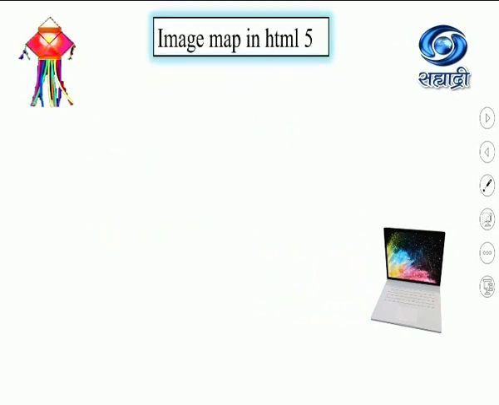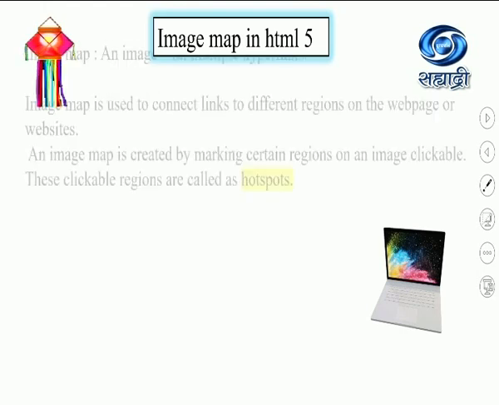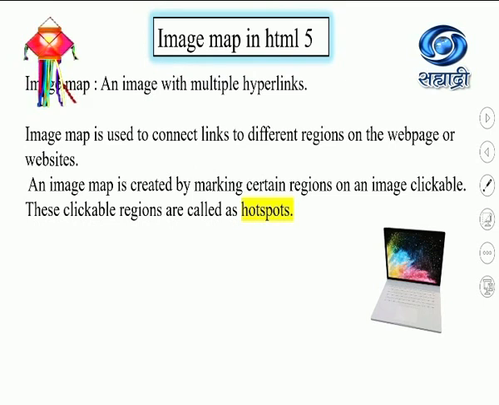So students, now let us go for the next SOP, that is image mapping. It's a very easy and interesting SOP. Let us start with this. So what is an image map? Image map means a single image to which you want to give multiple hyperlinks, that is called image mapping.